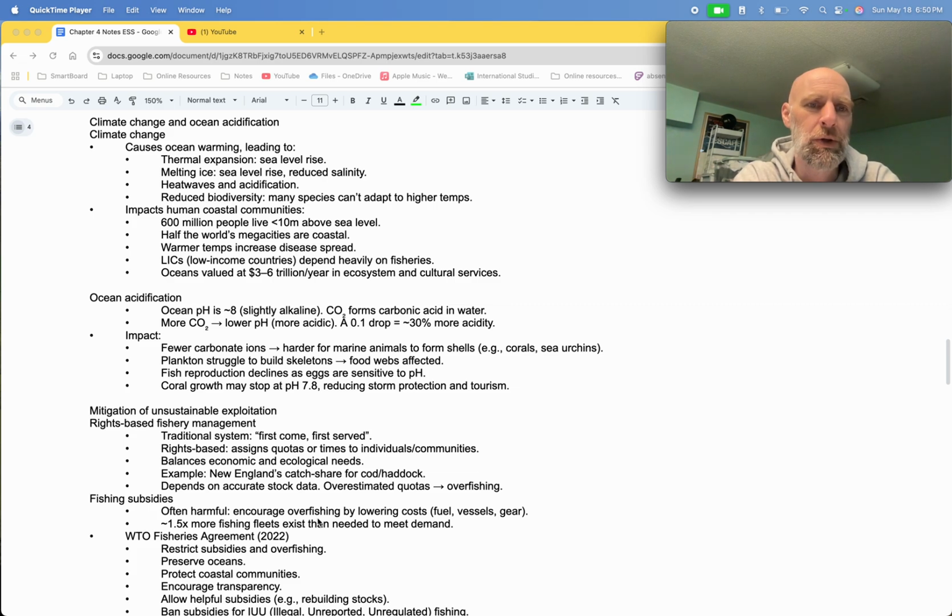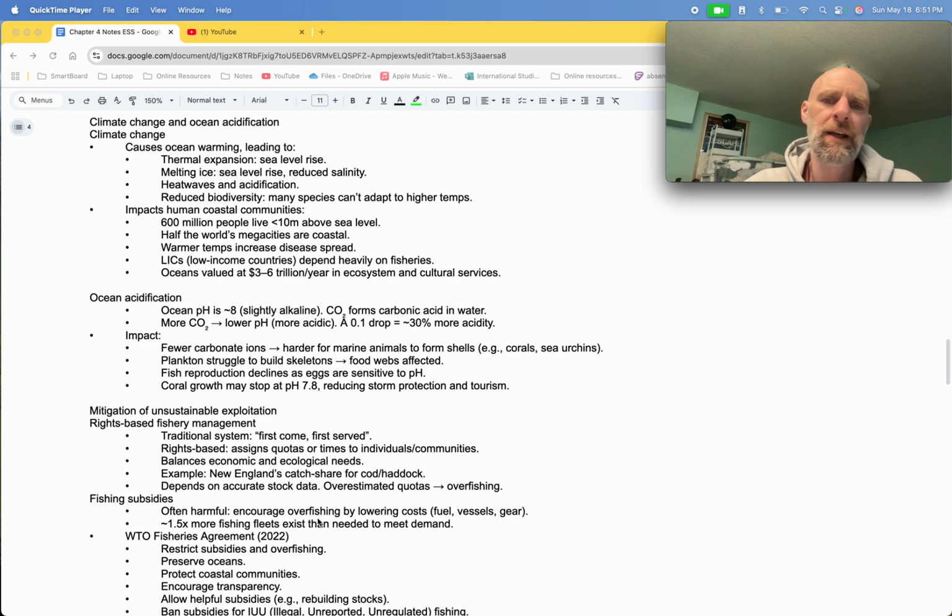Impacts on human coastal communities. 600 million people live within, I'm sorry, under 10 meters, not miles, above the sea level. So all those people, 600 million, live less than 10 meters above sea level. Half the world's megacities are coastal. Warmer temperatures increase disease spread. I can tell you that from having my relatives live in Puerto Rico versus here in New England where we have winters and stuff freezes.